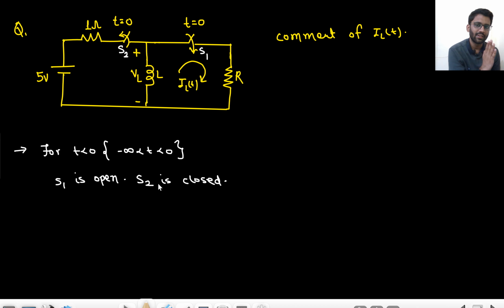S2 is closed and S1 is open because at t equals 0 it is opening. So before t equals 0 it is closed. So here we have 5 volt. Then we have a resistance R and an inductor.